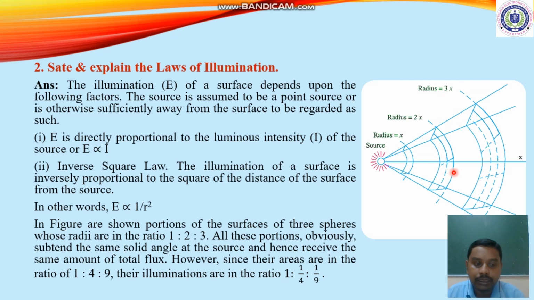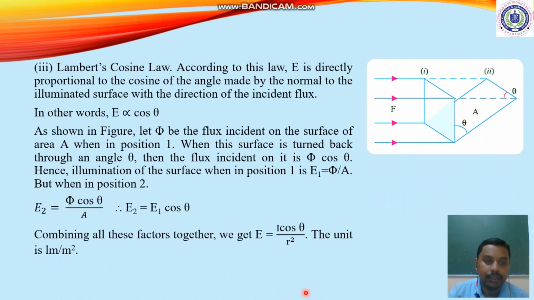So the ratio of the areas is 1 is to 4 is to 9, and since E is proportional to 1 by r square, the illumination values are in the ratio 1 is to 1 by 4 is to 1 by 9.